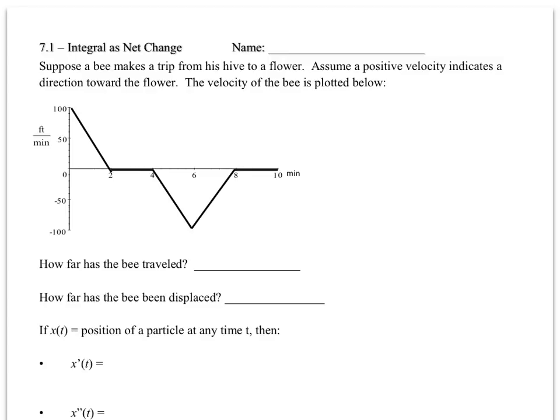In this case, we've got a bee, and this bee is making a trip from the hive to the flower. Assume that a positive velocity indicates a direction towards the flower, and the velocity of the bee is plotted below. So we've got velocity on the y-axis, and time in minutes on the x-axis. I'm going to have you describe the motion of this bee. When is it traveling towards the flower? When is it traveling away from the flower? And when is it stopped? Write that in this section right here, and press pause right now and come on back.